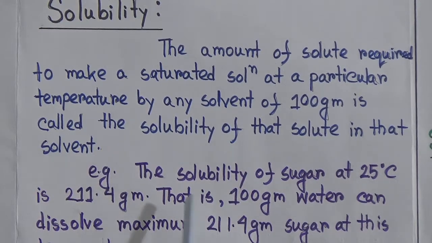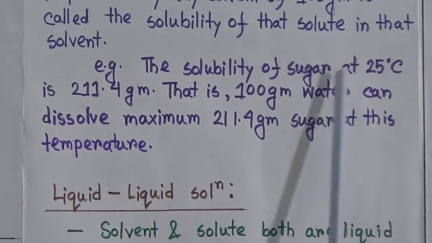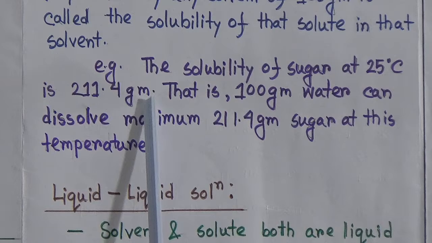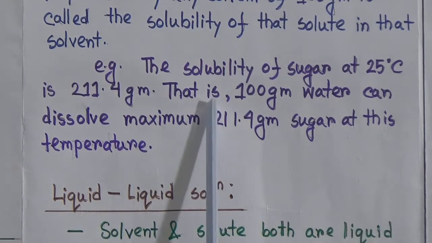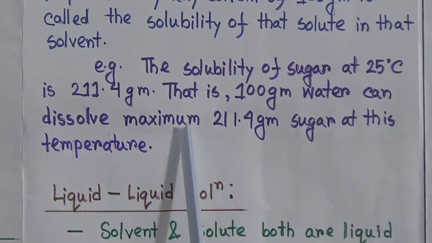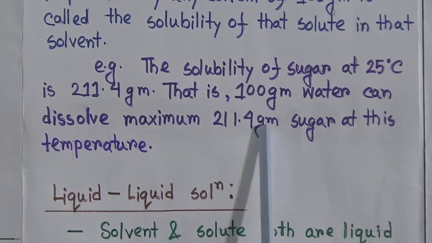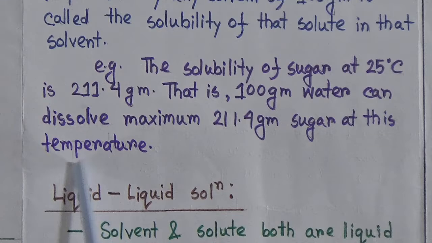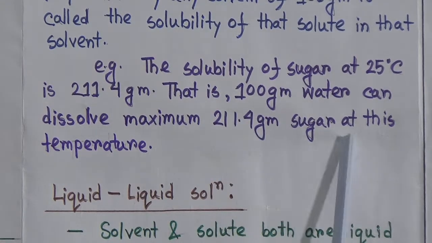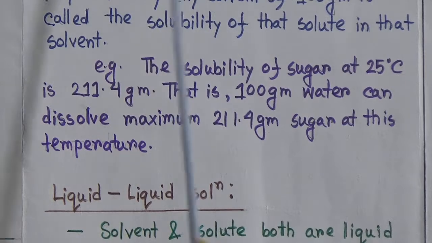Here is the main data. The solubility of sugar at 25 degrees is 211.4 gram. That means 100 gram water can dissolve a maximum of 211.4 gram sugar at this temperature, and this amount of sugar is called the solubility in that solution.